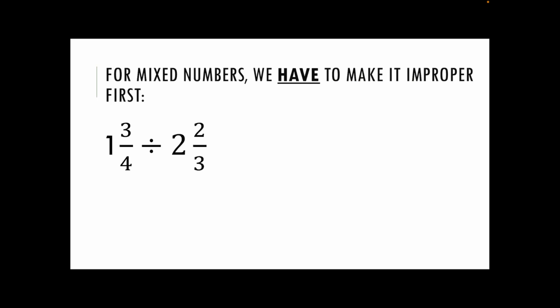When we have mixed numbers, we have to make it improper before we do any flipping or changing. So 1 times by 4 gives me 4, plus the 3 becomes 7. So I have 7/4. Remember, our denominator always stays the same when we are changing between improper and mixed number. 2 times by 3 then is 6, and I am adding on that 2 to give me 8. So I've got 8 over 3. We've not flipped or changed anything, so I'm keeping my divide symbol as it is. All we have done there is make it improper.